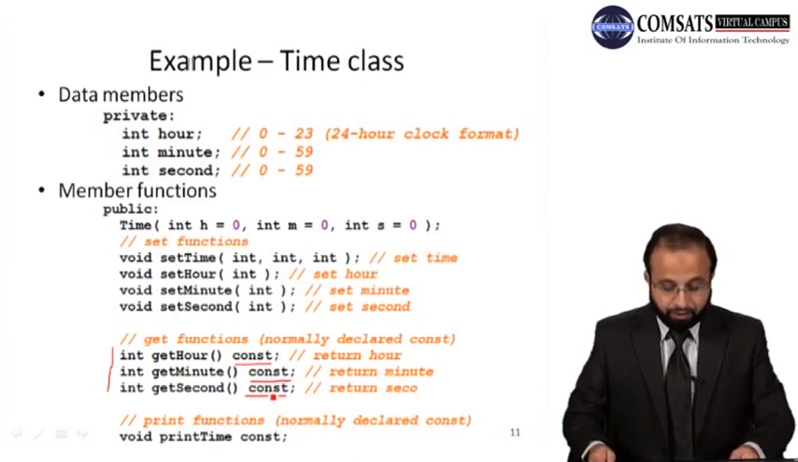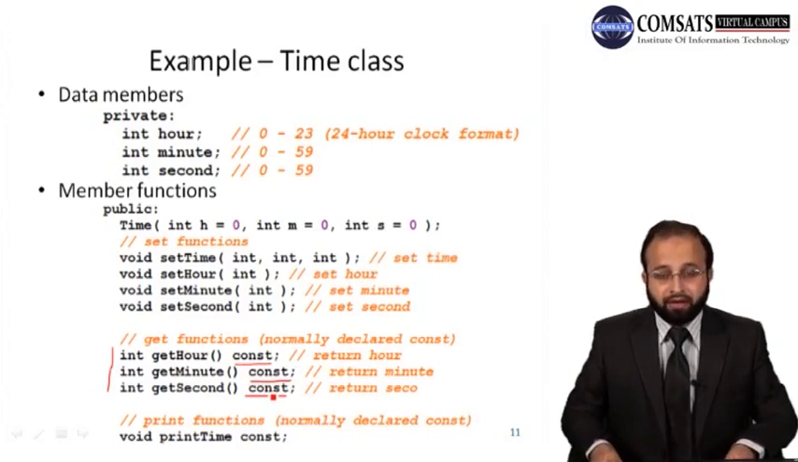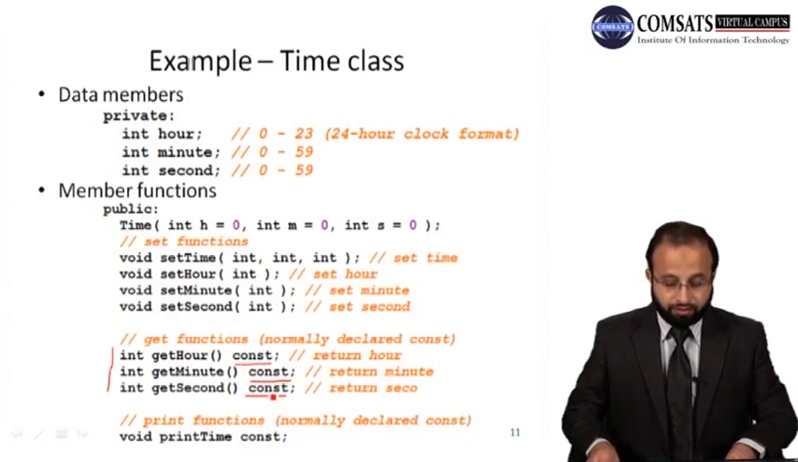And then the print time function should also be a constant function. So every getter function or every printing function should be a constant function. Why? Because we won't allow them by any chance to change the value of the private data member of the object, right?